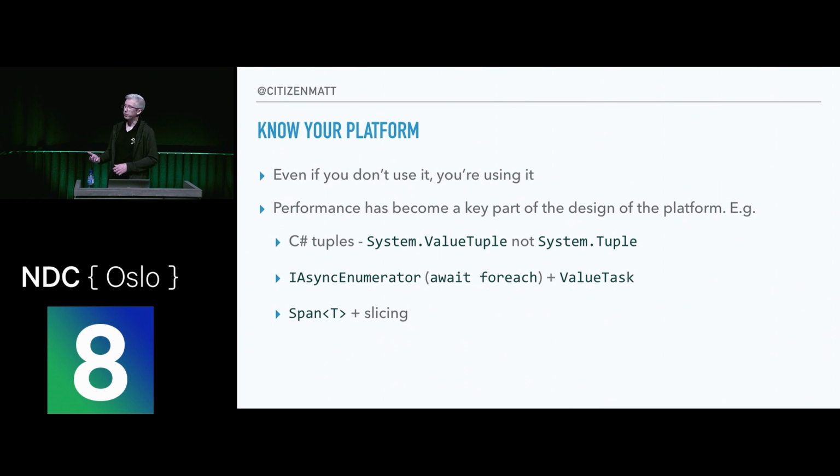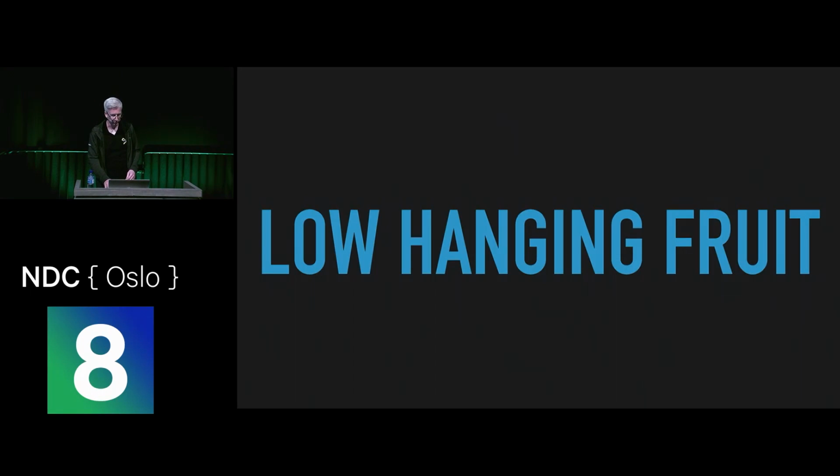You can see a similar sort of thing with the IAsyncEnumerable feature, which is an await foreach, and also in ValueTask, which has been introduced to work with asynchronous programming. I'll talk a bit more about that in a sec. And then, of course, this new Span<T> API, which, again, I'll talk about in a little while.